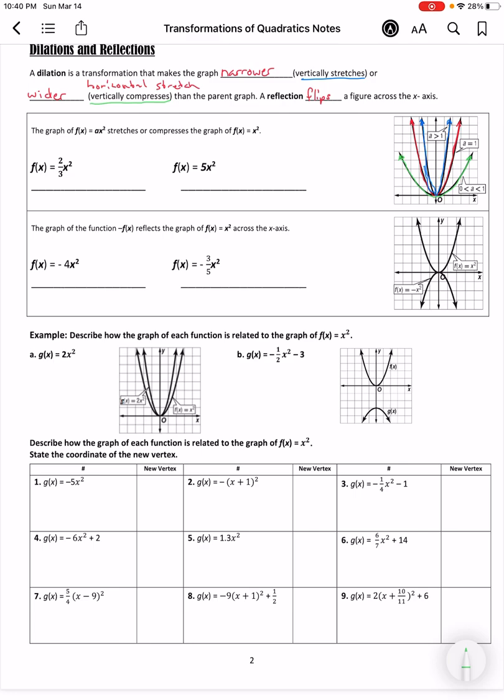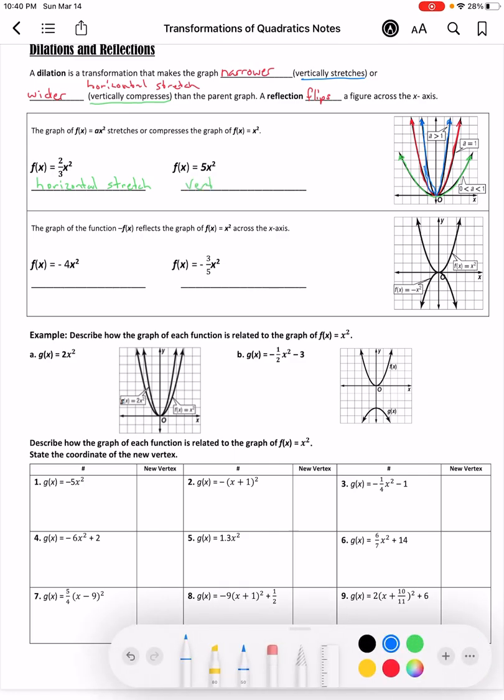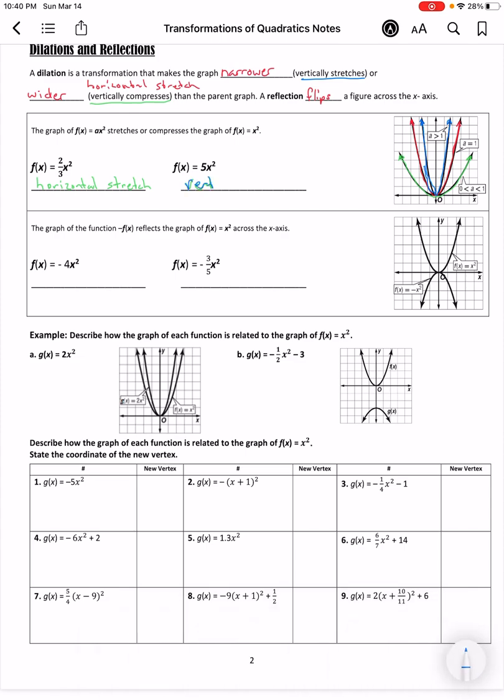Okay, so if I look at my two examples, I've got f of x equals ax squared. It says it stretches or compresses the graph. So that 2/3 x squared would be what we call a horizontal stretch because that number is smaller than 1. A vertical stretch would be like 5x squared. So that would be our vertical stretch, the blue.